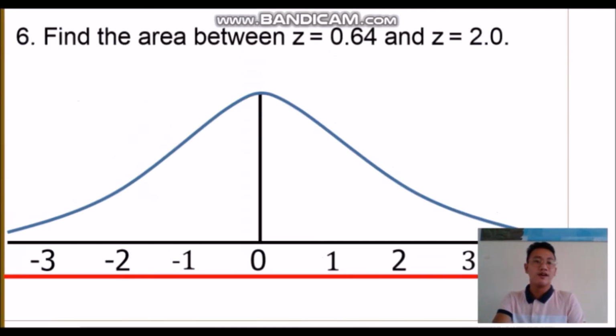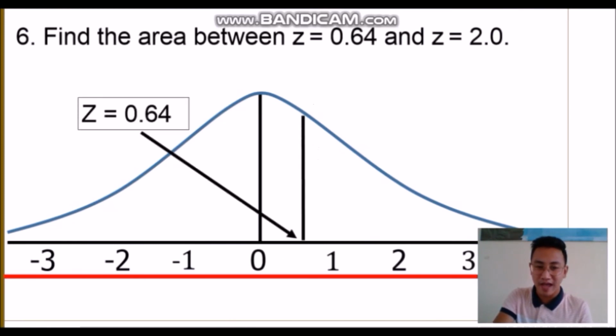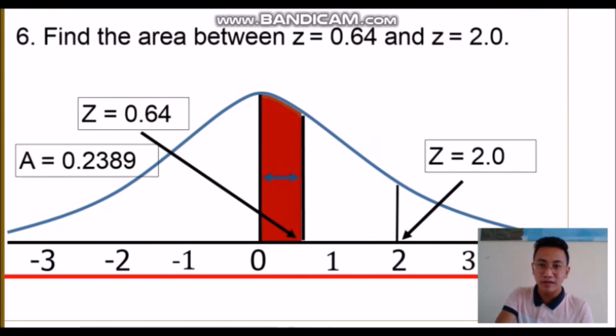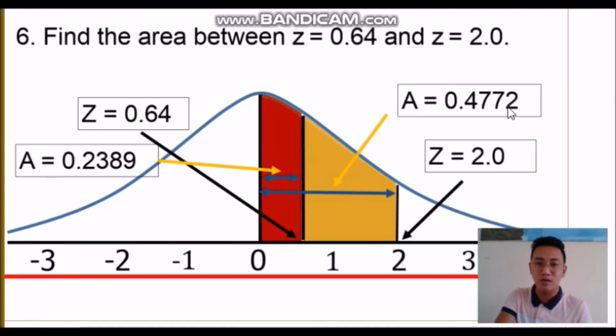Thus, the area to the right of z is equal to negative 0.3 is 0.6179. Find the area between z is equal to 0.64 and z is equal to 2.0. Locate 0.64. There you have it. And 2. Locate the area or the value of 0.64 from the table. Its area is 0.2389. And from 0 to 2, its area is 0.4772. But that's not yet the answer. We are going to subtract 0.4772 minus 0.2389 because that is what is asked. It's between 0.64 and 2.